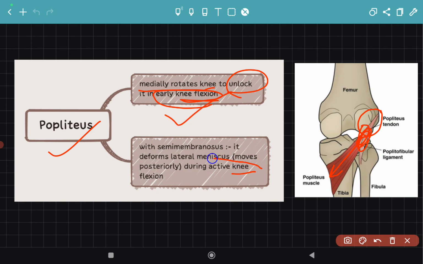Again, during active knee flexion, popliteus will deform the lateral meniscus as it has an attachment over the lateral meniscus. Popliteus along with semimembranosus will deform the lateral meniscus, that is, move it posteriorly during active knee flexion. So popliteus has a great role to play during early knee flexion as well as active knee flexion.